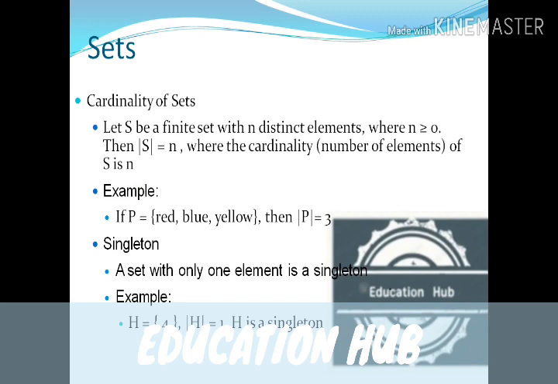Now here is the cardinality of a set. If S is a finite set with n discrete elements, where n is greater than or equal to 0, then mod of S is equal to n, where the cardinality, or the number of elements of S, is n. See here, if P equals the set of red, blue, yellow, then the cardinality is 3. So we can say the number of elements.